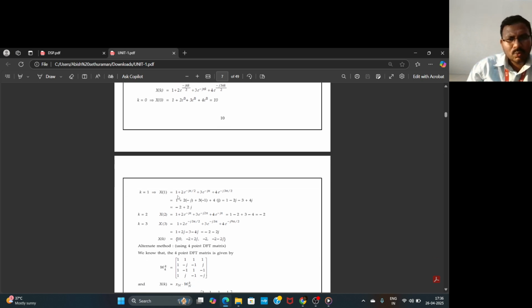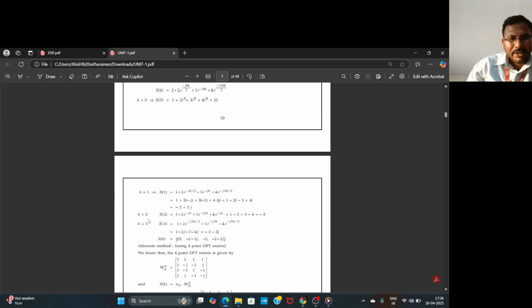So here X of 1 equal to 1 plus 2 e power minus j pi by 2 plus 3 e power minus j pi plus 4 e power minus j 3 pi by 2. We expand e power minus j pi by 2, that is cos pi by 2 minus j sin pi by 2. After expanding, we obtain 2 times minus j, since e power minus j pi by 2 value is minus j, plus 3 times e power minus j pi, that is minus 1, then 4 e power minus j 3 pi by 2, which expands to j. So the final answer for k equal to 1, X of 1, is minus 2 plus 2j.